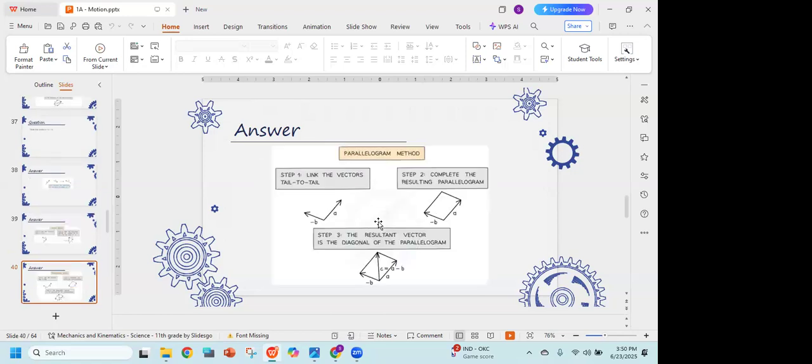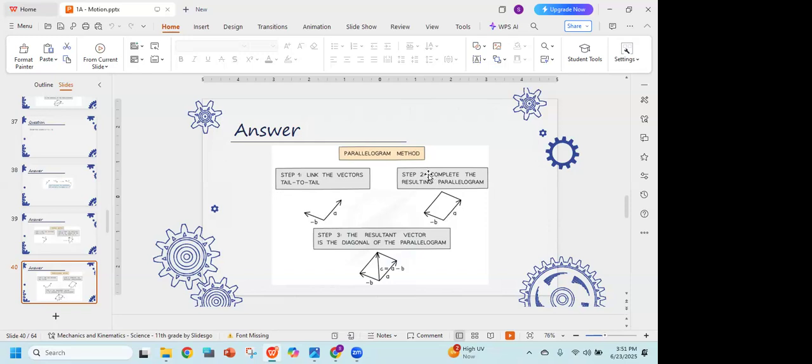Clear? Same thing with the parallelogram method. You use the same method. Now make sure you connect it tail to tail. But my B is this time on this side. So now B is at the bottom end, A is at the top end. Understood the difference? So remember, your resultant force will be drawn from here, from the part between A and B.